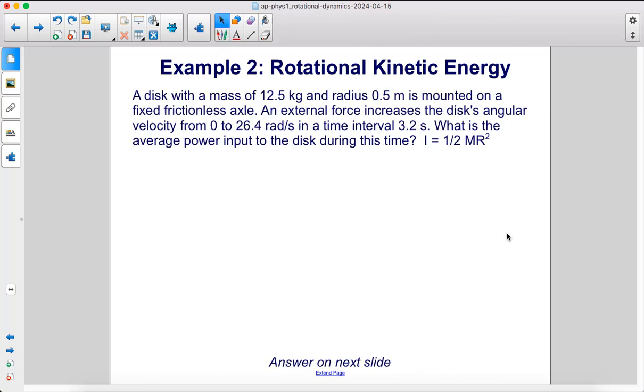A disk with a mass of 12.5 kilograms and radius of 0.5 meters is mounted on a fixed frictionless axle. An external force increases the disk's angular velocity from 0 to 26.4 radians per second over a time span of 3.2 seconds. What is the average power input to the disk during this time? The moment of inertia of the disk is 1/2 mr squared.